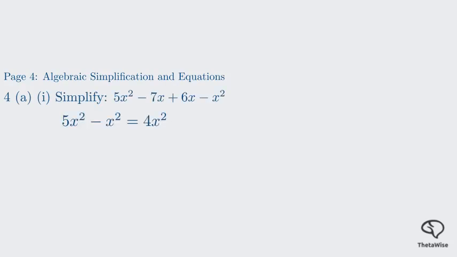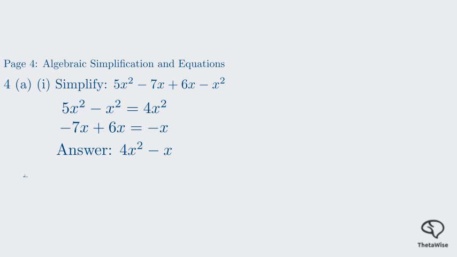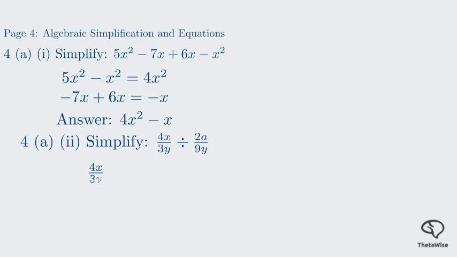Moving on to page 4, we have some algebraic simplification and an equation to solve. In part A(i), we need to collect like terms. We have 5x squared and we subtract 1x squared. Then we have negative 7x plus 6x. Putting it together, we get 4x squared minus x. For part 2, we are dividing fractions. Remember the rule: keep, change, flip. We keep the first fraction, change division to multiplication, and flip the second fraction.